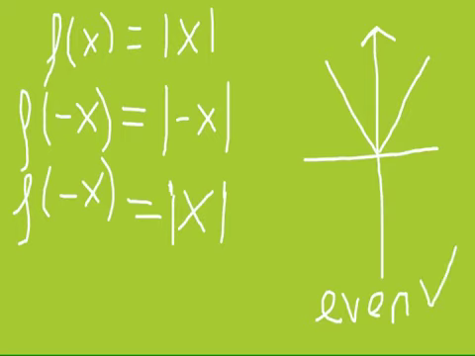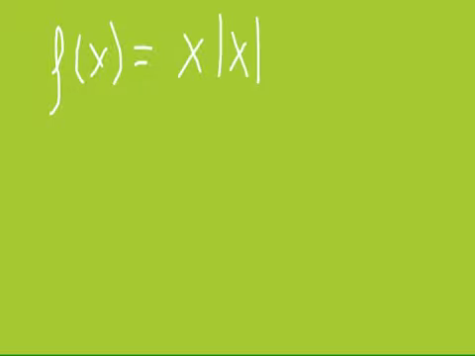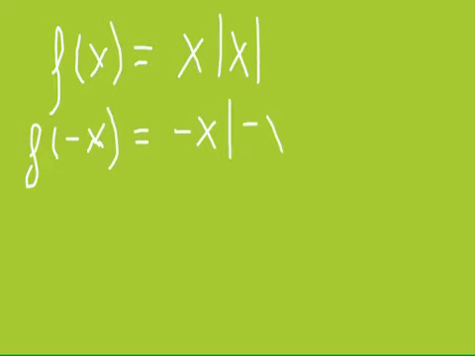Now let's take something a little bit more complicated. Let's say we want to know if f of x equals x times the absolute value of x is going to be odd or even. Well, before I graph it, let's plug in negative x. F of negative x gives me negative x times the absolute value of negative x. So we plug in negative x everywhere there was an x.